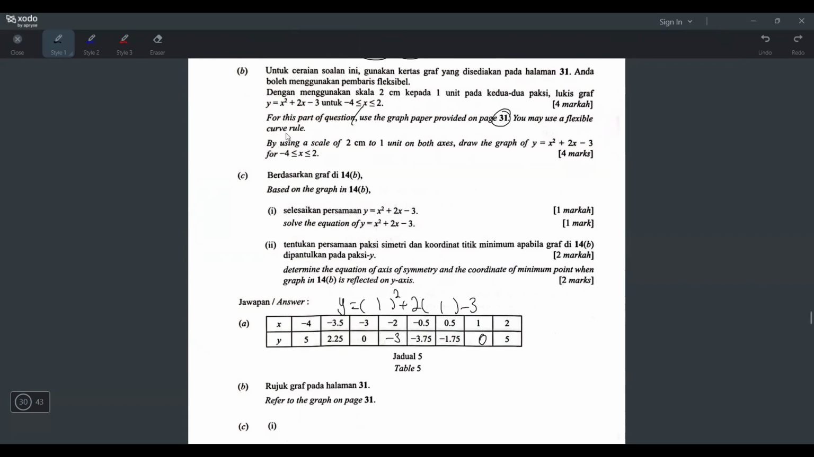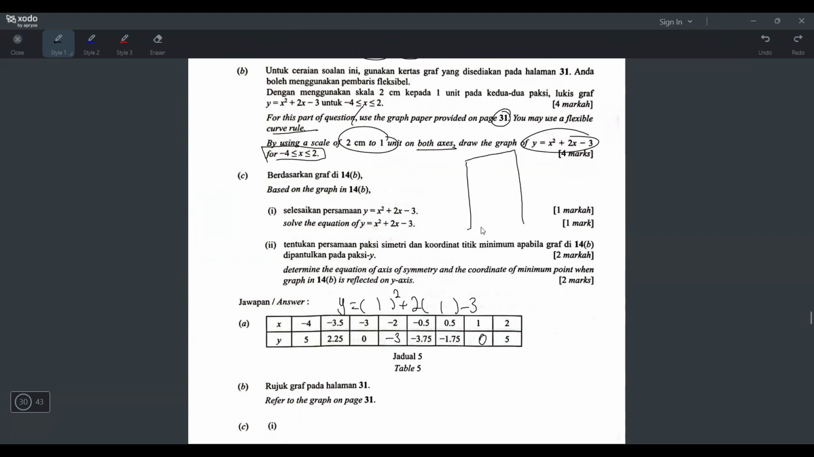Now for B, for this part of question, use the graph paper provided. You may use a flexible ruler. By using scale 2 cm to 1 unit on both axes, draw this graph for negative 4 until 2. So negative 4 until 2. All right, before I go to the graph paper, you have to decide where to put your origin first.